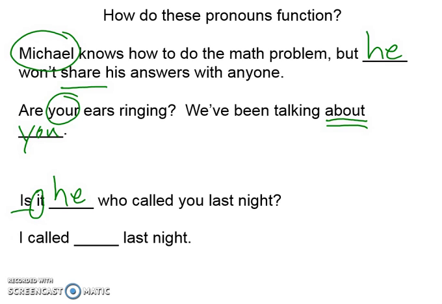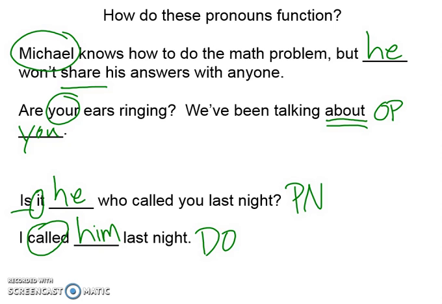I called blank last night. Recognize that I have the verb in the sentence. A pronoun comes after the verb and tells whom I called. I have to use an objective case pronoun. It functions as a direct object. So I have direct object here, predicate nominative here. Because you comes after the preposition, I have an object to the preposition. And then in my first sentence, he functions as a subject of share, so I have a pronoun functioning as a subject.